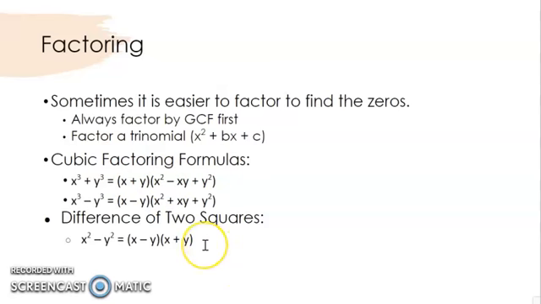Okay, and finally we have the difference of two squares formula, where if you have x squared minus y squared, you take their square roots, you write them down with a minus sign, you copy them again with a plus sign. Technically, the order of the signs does not matter. You can do plus and minus, it does not matter. So let's just take a look at some examples of factoring.